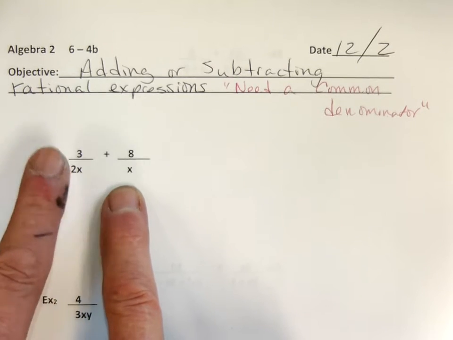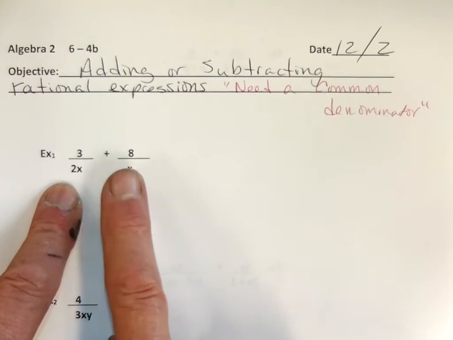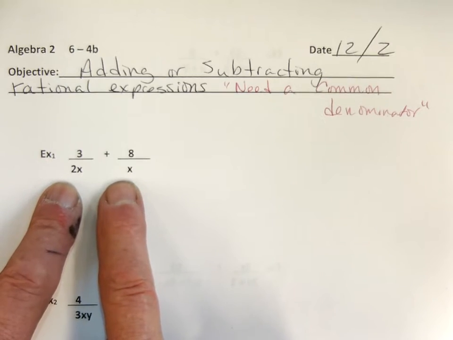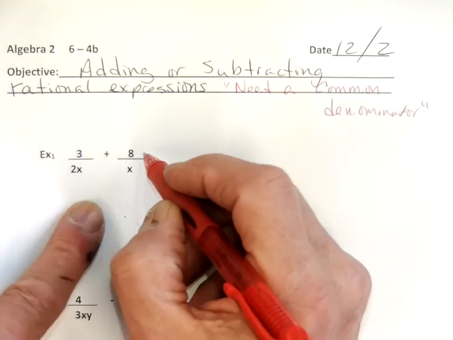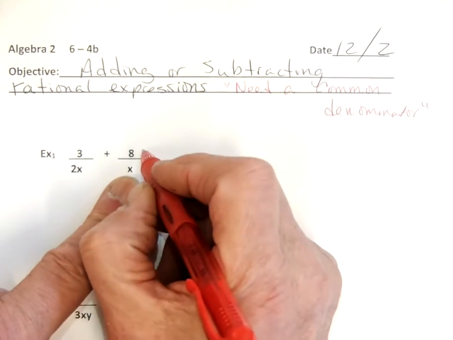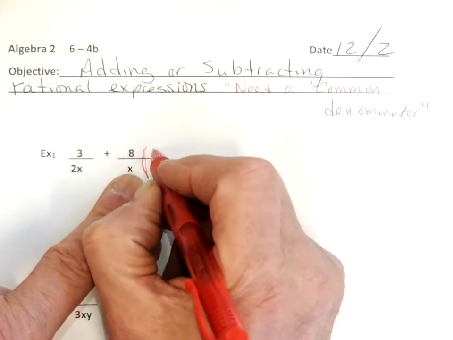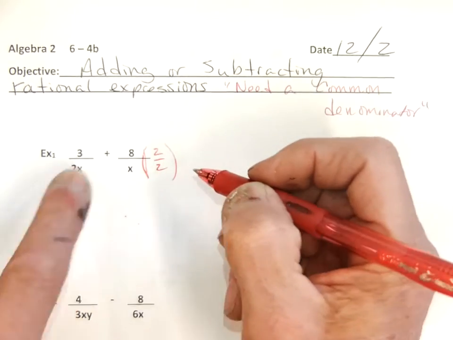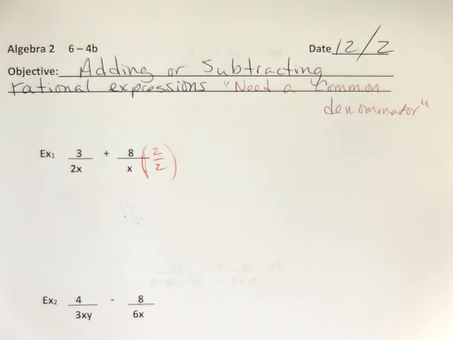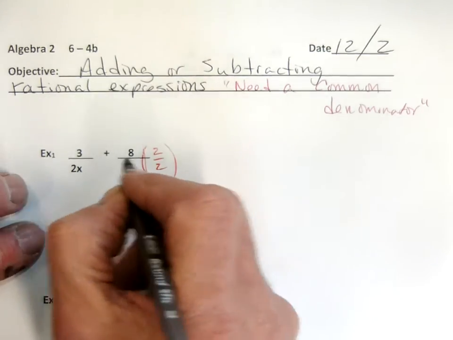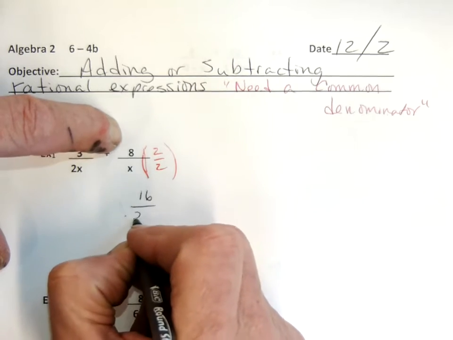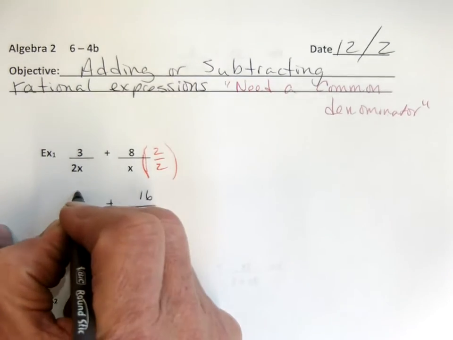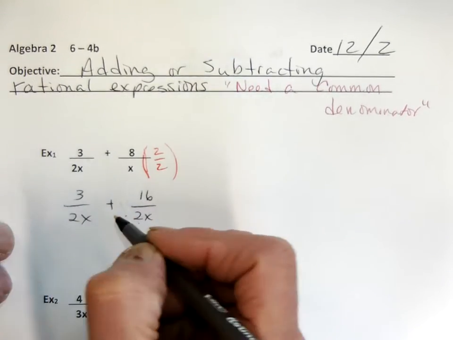What does the first fraction have that the second fraction does not have? Right, the 2. So we're looking at the denominators. Look at the denominators. A 2. So I'm going to give it a 2 over 2. I have to do top, bottom, same, right? And then if I rewrite this second fraction, it's going to be a 16 over 2x. Okay, I'll let you catch up.